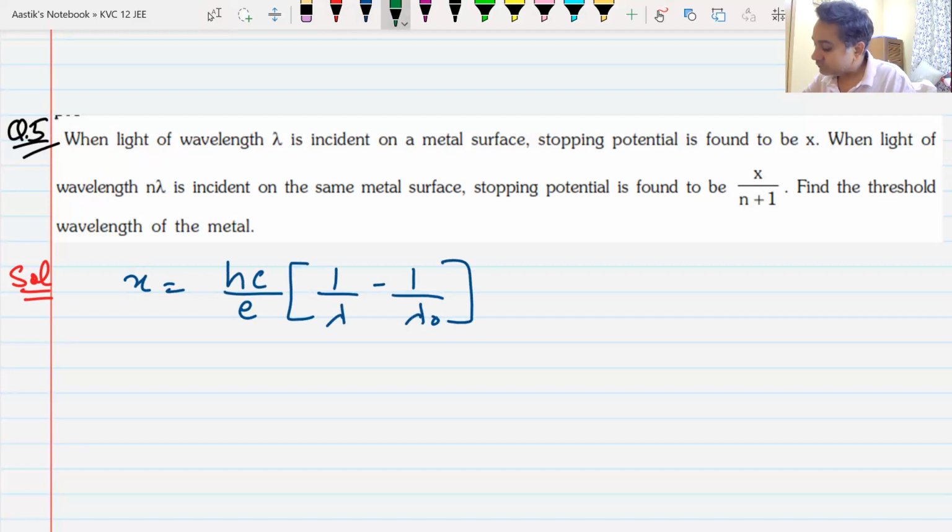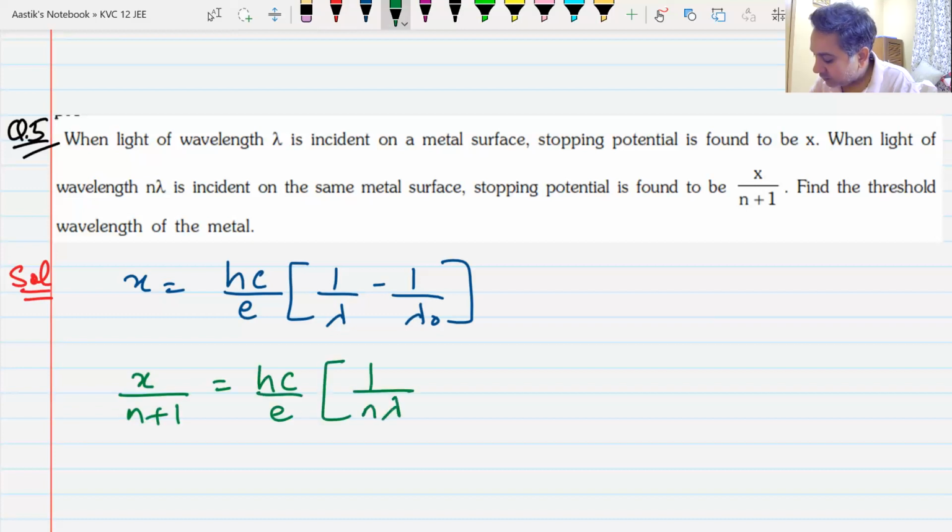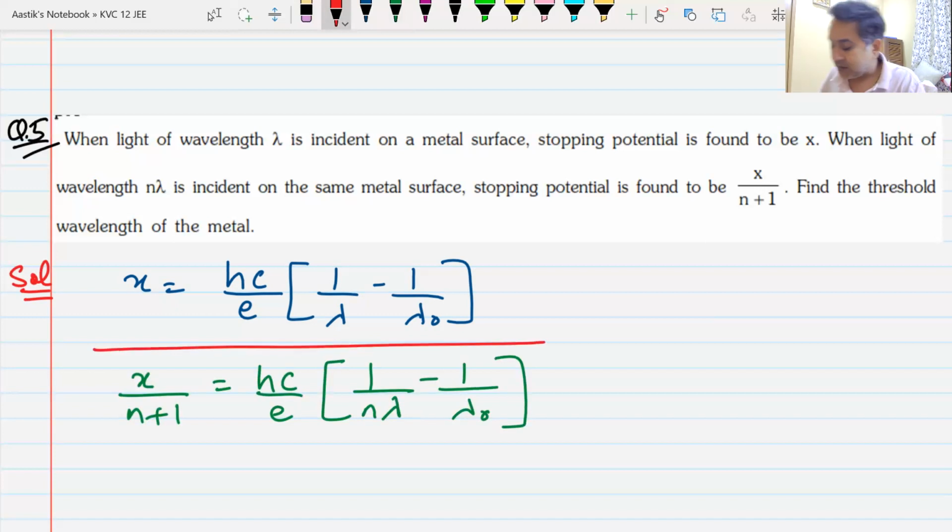Second case, n lambda is used, stopping potential is x upon n plus 1. X upon n plus 1 is equal to hc by e into 1 by n lambda minus 1 by lambda naught. You just have to divide, get the answer, and stay happy. What is the answer that you're getting from here? N square lambda. So the typist and I were wrong. We were correct. Lambda naught is n square times lambda.